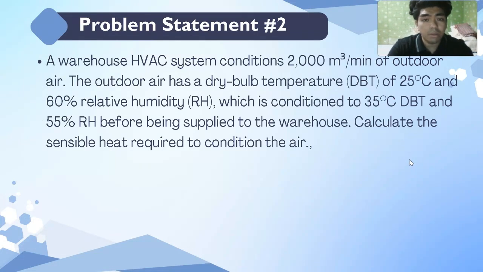Now, problem statement number two. A warehouse HVAC system conditions 2,000 cubic meters per minute of outdoor air. The outdoor air has a dry bulb temperature of 25 degrees Celsius and 60% relative humidity, which is conditioned to 35 degrees Celsius (dBT) and 55% relative humidity before being supplied to the warehouse. Calculate the sensible heat required to condition the air.